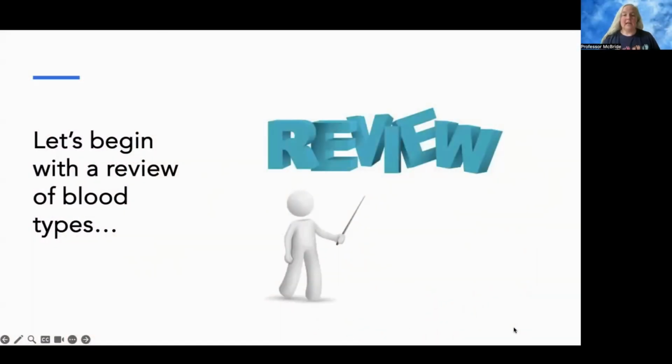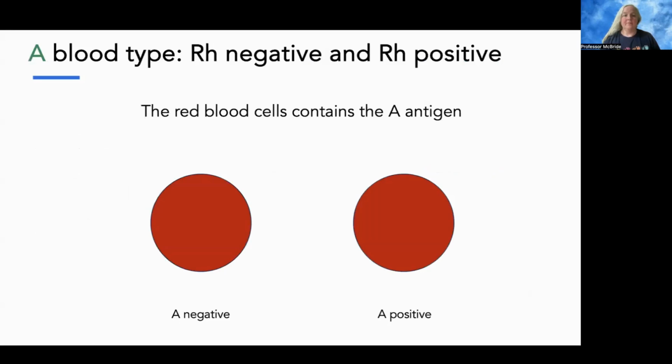So in order to understand ABO incompatibility, let's start with a little bit of a review of blood types. When we think about different blood types, we're thinking about the antigen that is on the red blood cell. So for the A blood type, we have an A antigen on the red blood cell. If the A antigen's on the red blood cell and there is no Rh factor on the red blood cell, they are A negative. If they have the A antigen and they have the Rh factor D protein, they are A positive.